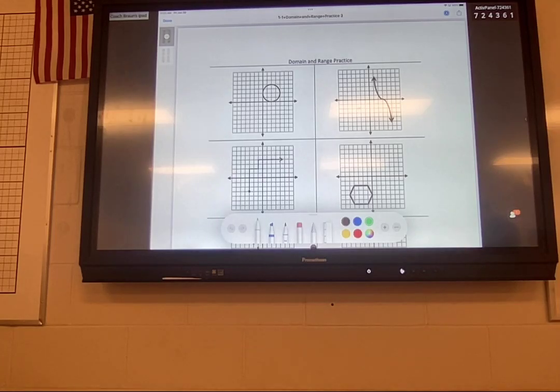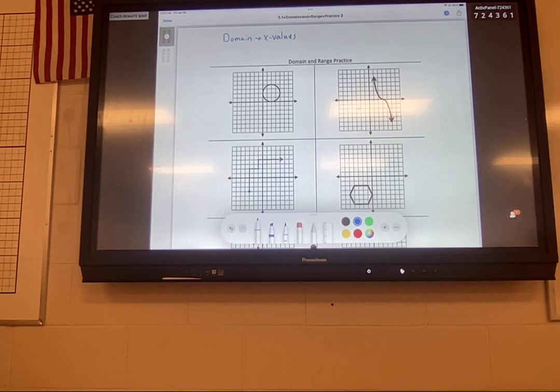Guys, at the top of the page, I'm just going to give you a quick reminder. All right? Domain. We already said this. You don't really have to rewrite this part. Domains are X values.